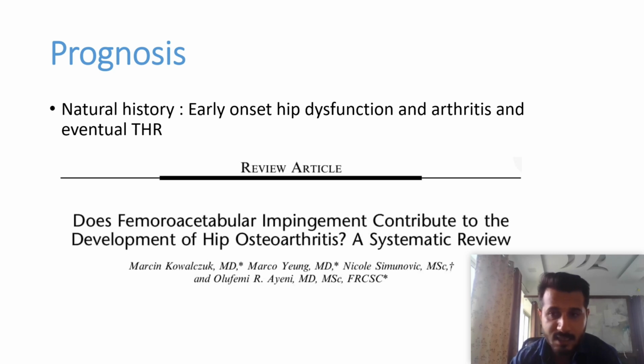Now, as per a systematic review by Marcin et al., the natural history of FAI is believed to lead to early onset hip dysfunction and arthritis, especially in CAM type of FAI and eventually THR. So the idea is to pick patients at an early stage and prevent them from going into debilitating consequences, which we would be able to do if we know who is at risk, if we know the symptoms, and if we know how to examine patients with FAI and how FAI looks on X-rays, CT, and MRI. Which brings me to my next slide.